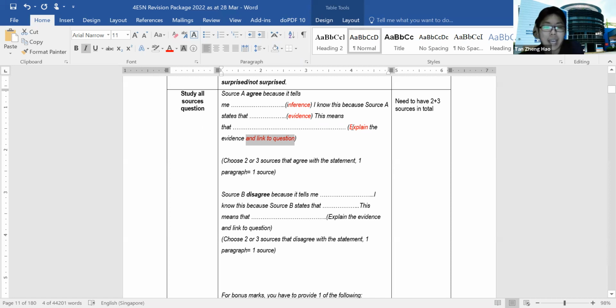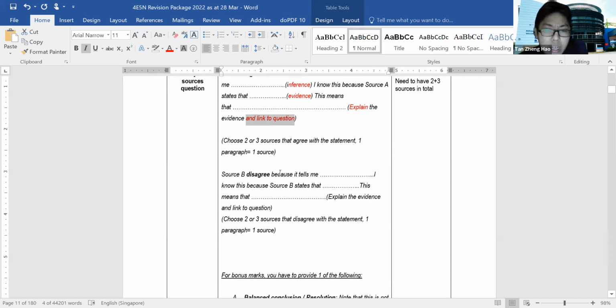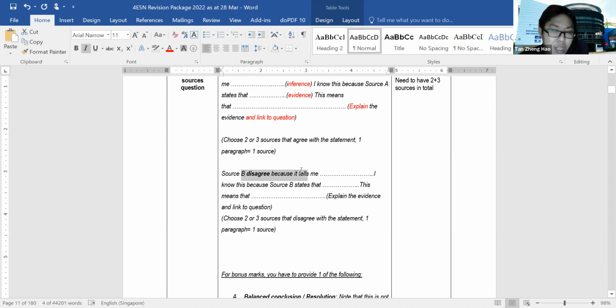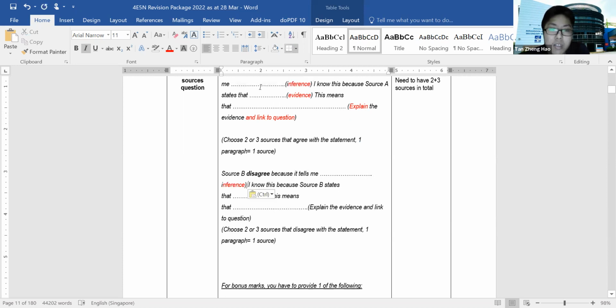Okay, so you must link it and explain your words very clearly. So source B disagrees, same thing. You want to give your inference. Given time, I'm just going to copy. You want to give your inference, you want to also give your evidence from source B, and last but not least, you also want to explain.